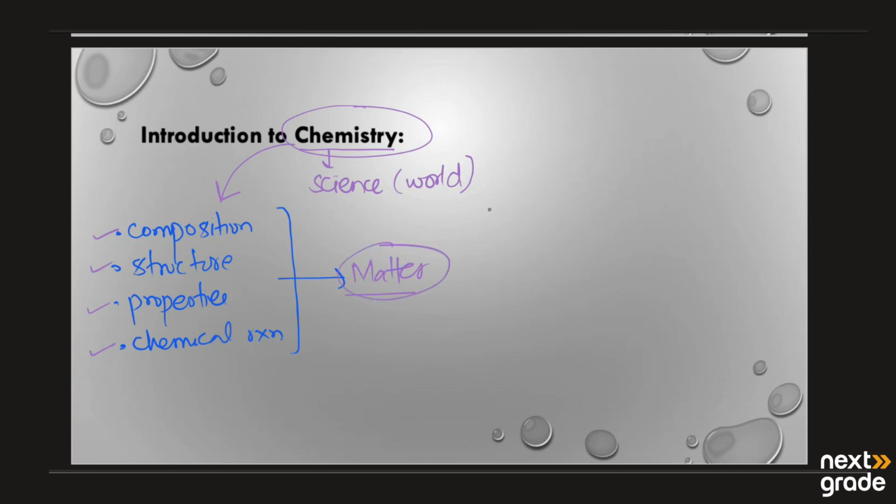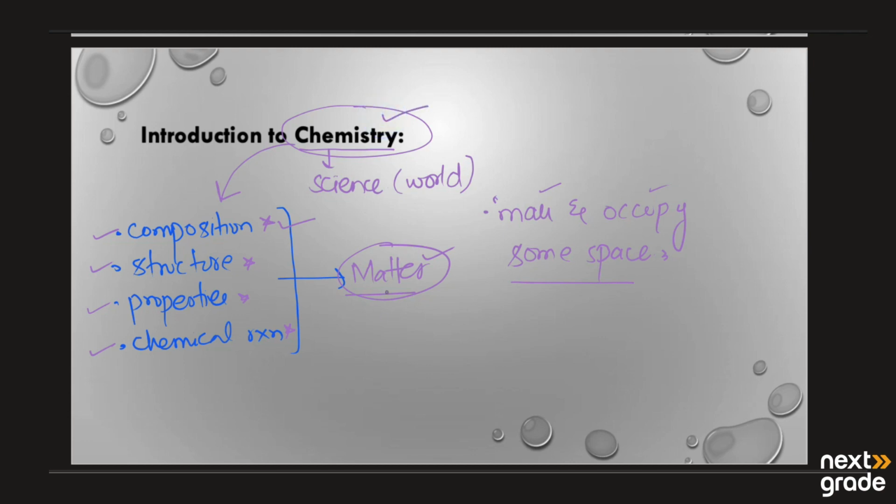Now what is matter? You should know what is meant by matter. Anything that has some mass and occupies some space is known as matter. So everything that has mass and occupies space is matter. Now we need to know what matter is, what its composition is, what the main components of matter are, what the structure and properties of matter are, and what chemical reactions happen in matter. This is mainly chemistry.